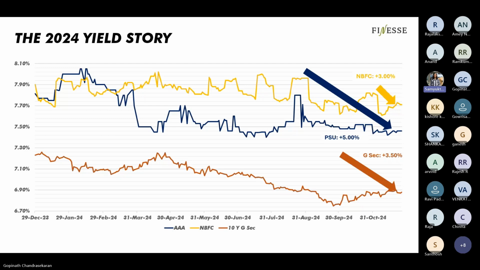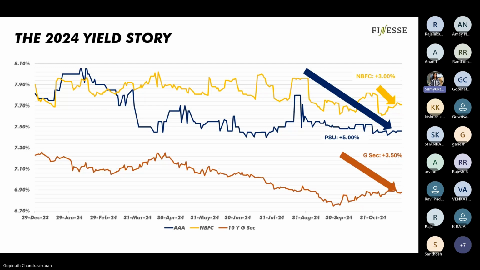What has essentially happened is that you had a rally, that is, your yields have come down, which in fixed income is a good thing because when your yields reduce, you make profits out of the bonds that you own. The brown line is essentially your government bond curve, and rates have come down from roughly 7.25% to almost 6.9%, which is where we are today. That translates into, say, a 3.5% return on that investment.